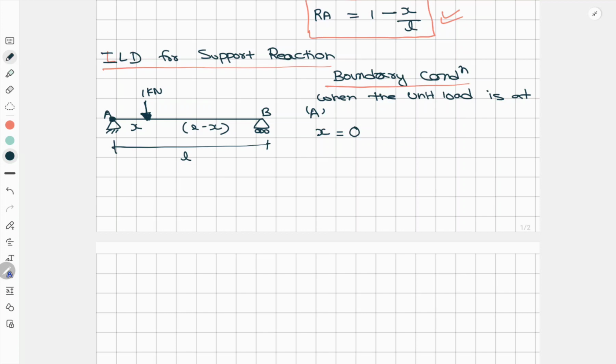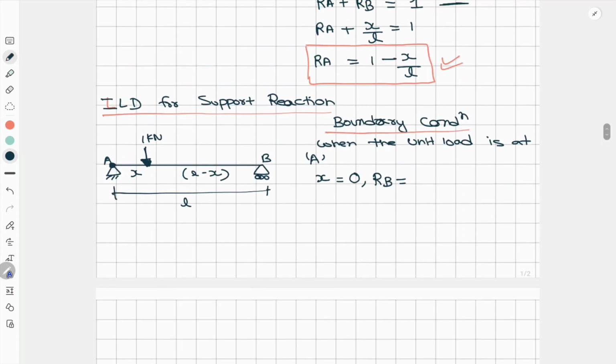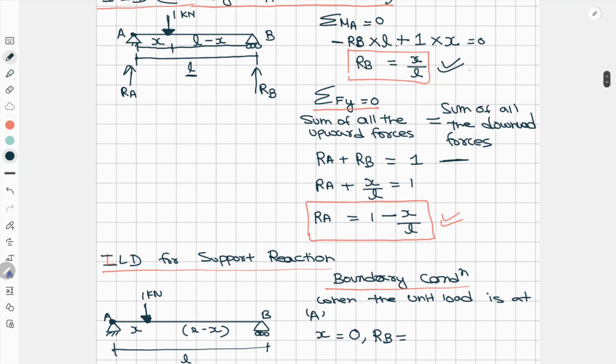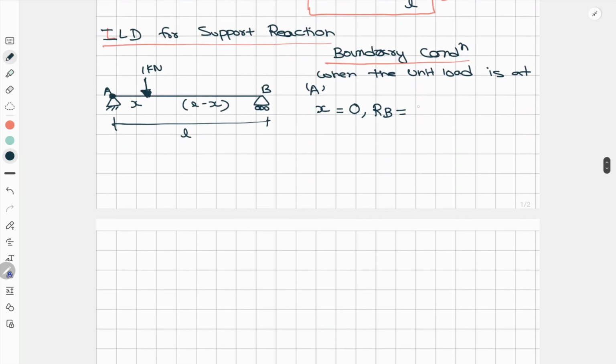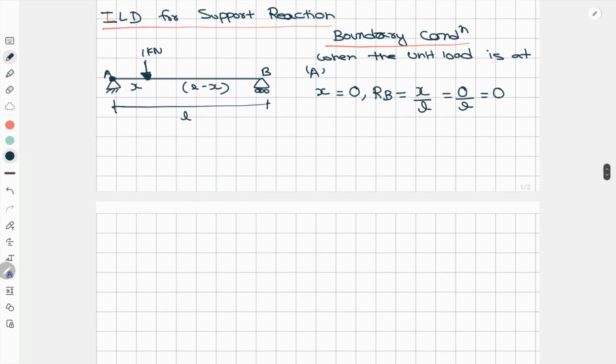right? So if X is 0, then what will be the value of RB? RB was what? This is X by L, right? X by L. So just we need to put the value of X here, that is 0 by L, it will be 0. So in this condition, when the value of X will be 0, the RB value will also be 0.